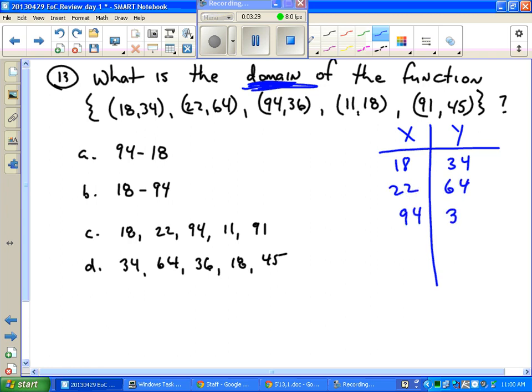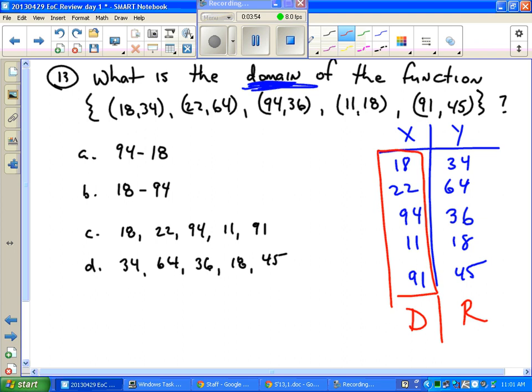This isn't something you have to do. I just want to show you something real quick. 11, 18, and then finally 91, 45. Your domain values are your X values. Remember, it's D, and your range values are your Y values. If you can't remember which one's which, it's alphabetical. D comes before R, X comes before Y. These are your domain values. Some people thought, well, it's got to be 94 minus 18, or 94 through 18, or 18 through 94.